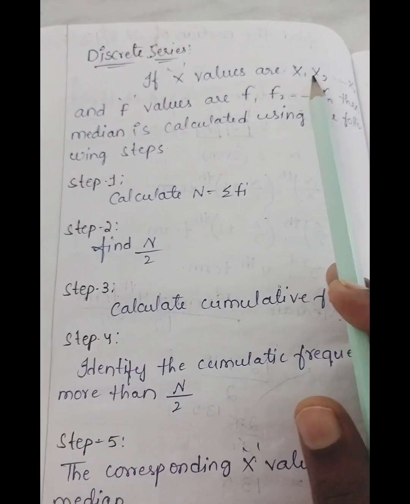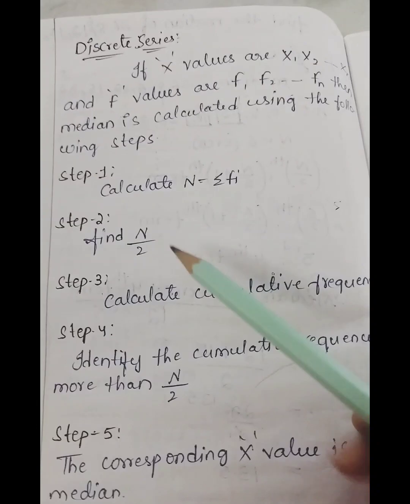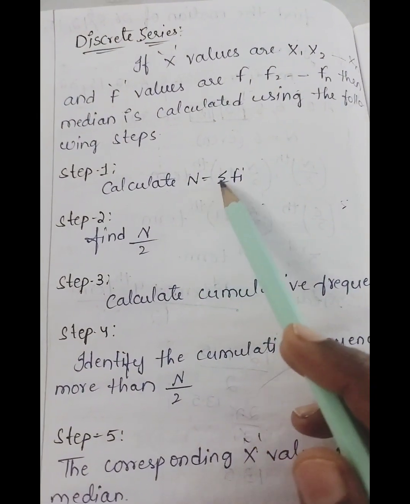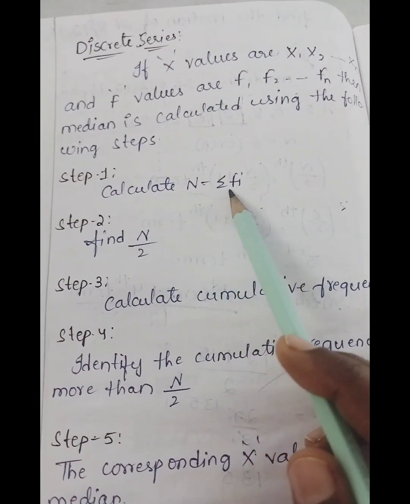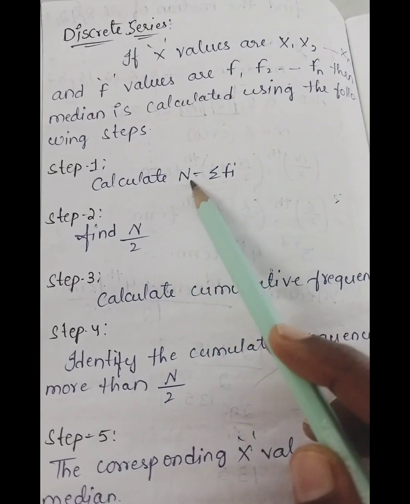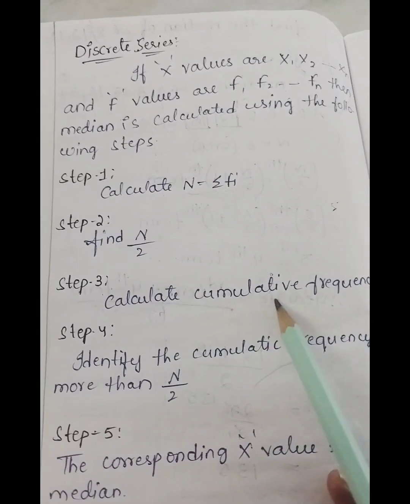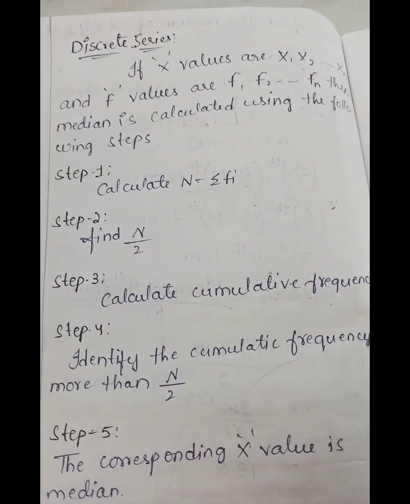Next we have discrete series. So in discrete series, what will we have? We will have x values and frequencies. How to calculate it? We have 5 steps. First we need to calculate capital N, which is the sum of all the frequencies, that is summation fi. Once you are done, next step, find n by 2. Whatever N you obtain here, divide it by 2 and keep it aside. Next, third one, calculate the cumulative frequency.